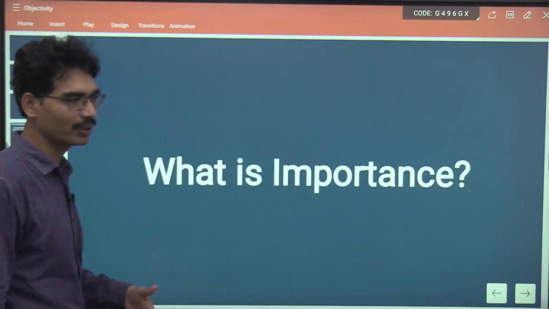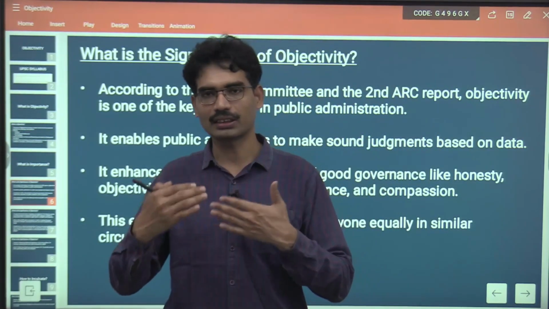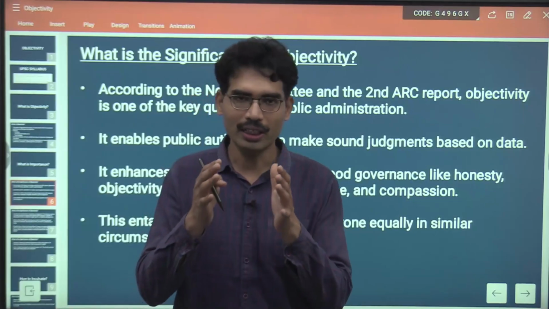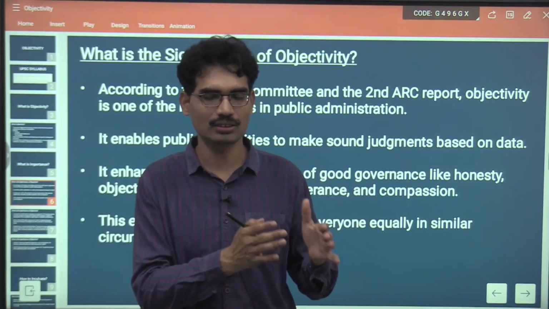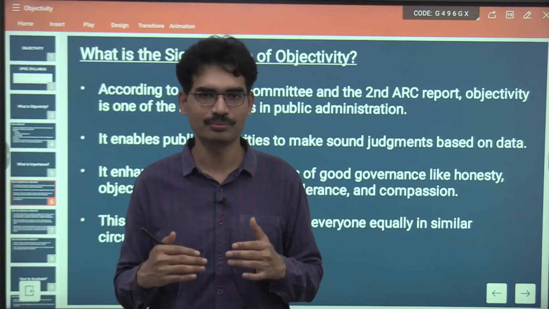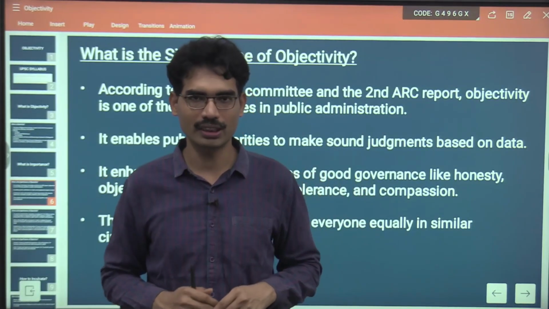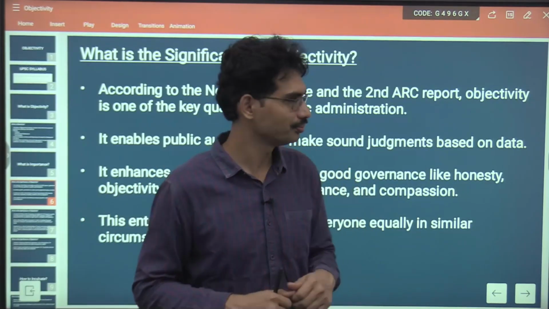And what is the importance? These are all the importances. So whatever we are trying to understand, you can apply the same for integrity also. You can apply the same for impartiality, non-partisanship, objectivity, honesty also. Because we are living in a society where there is a complex relationship among the people.